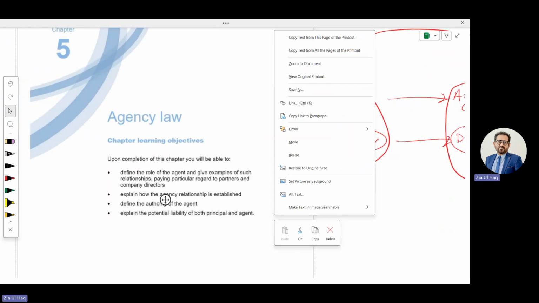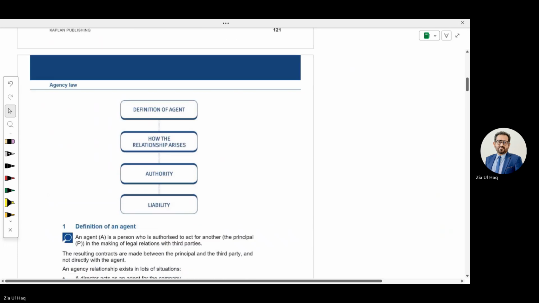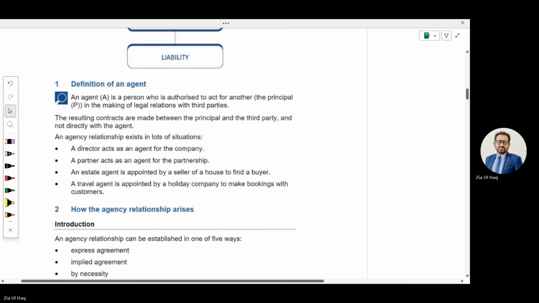So let's see, what is agency law? Who is an agent? An agent is a person who is authorized to act for another, meaning the principal, in the making of legal relationships with a third party. An agent is a person who is authorized to make any contract with a third party on behalf of the principal. The resulting contracts are made between the principal and the third party, and not directly with the agent.